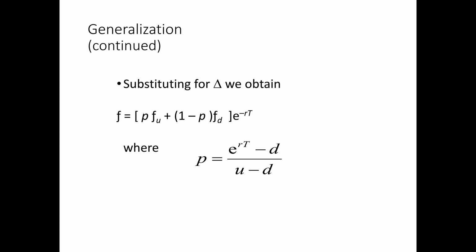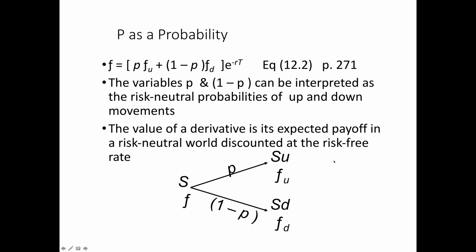Here you can go back to looking for the probability of going up, which is equal to e to the power of RT, the risk-free rate growth, minus d, the down factor, divided by the distance between the up factor minus the down factor. That will give you the probability I go up. Then 1 minus P is the probability of going down. So P here is the probability.